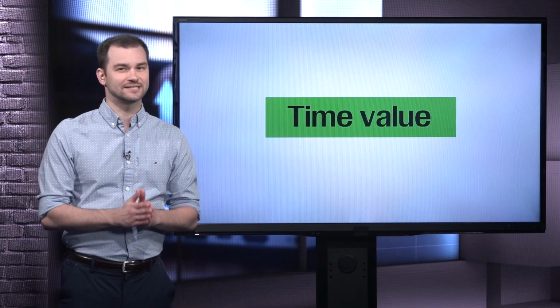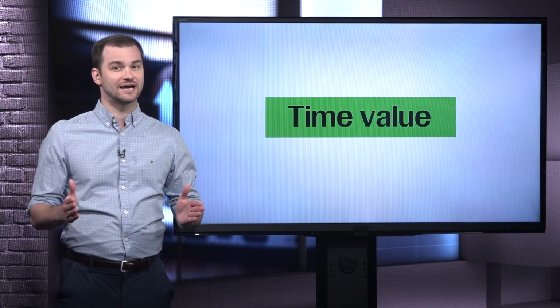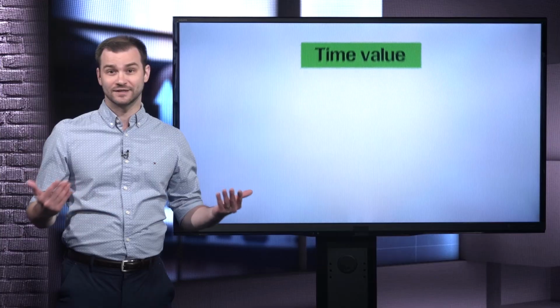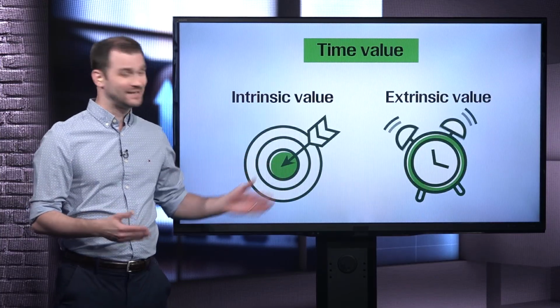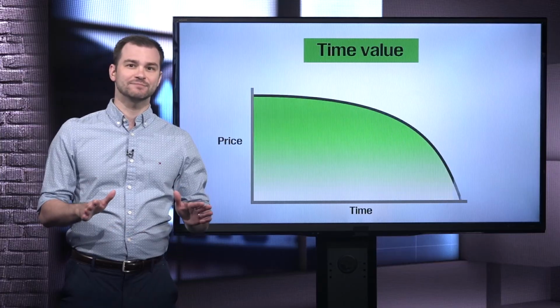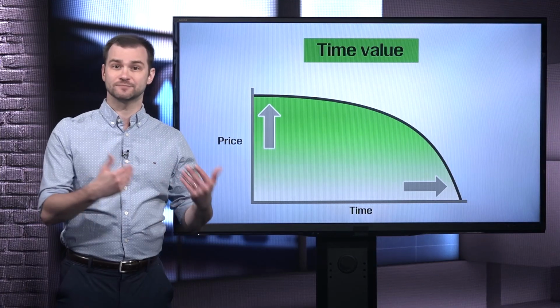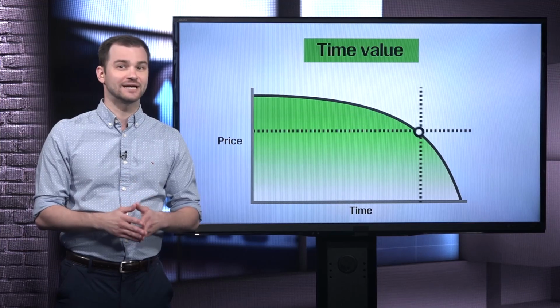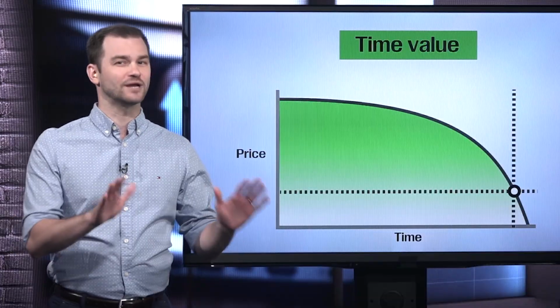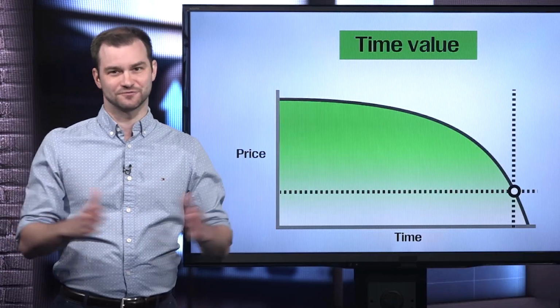Lastly, let's talk time value. Option prices have intrinsic value, that's what the option is worth now, and extrinsic value, mainly time and volatility. They tend to be pricier the more time there is until they expire, since there's more time for the stock to move. And they tend to get cheaper as expiration draws near. Great for option sellers, not so much for buyers.